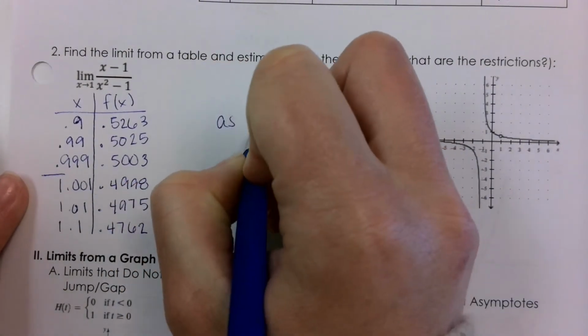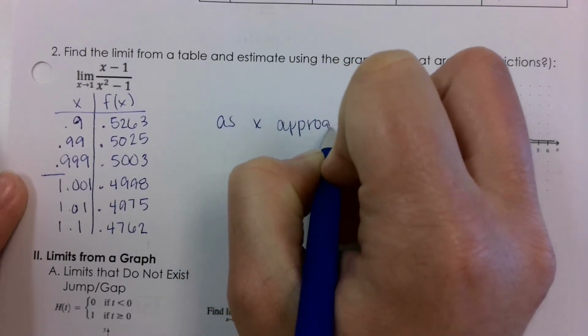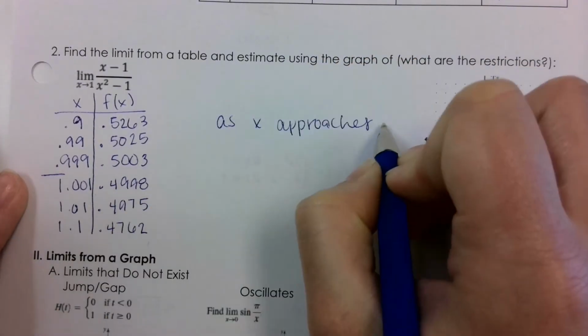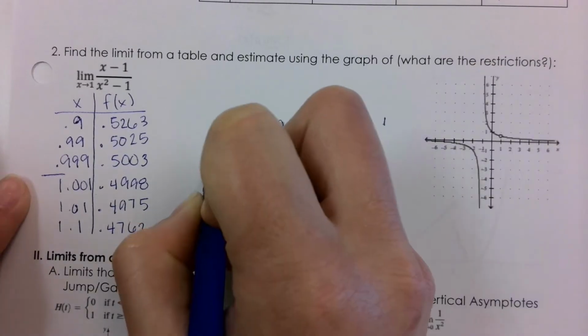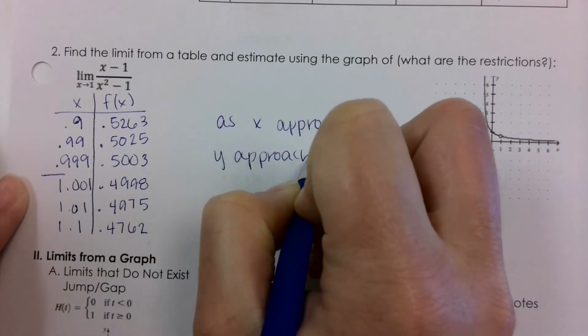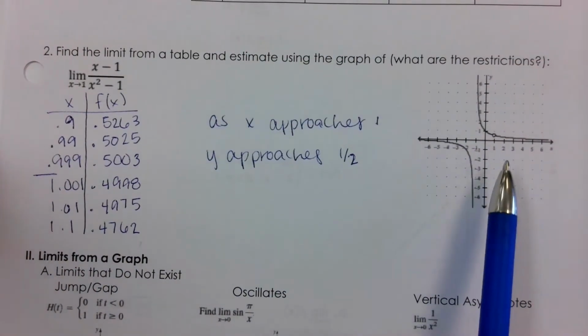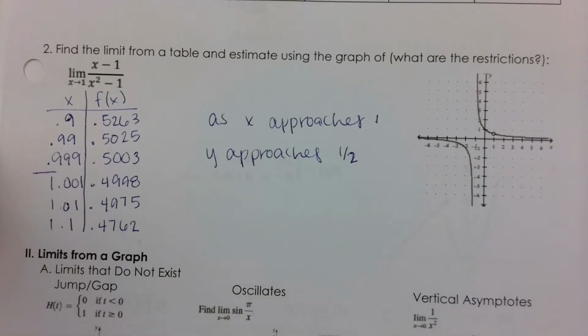So as x is approaching 1. And you can see that on the graph that's over here. So especially when it gets to be fractions, sometimes it's hard to tell on the graph exactly what it's approaching. But yeah, that's going on there.